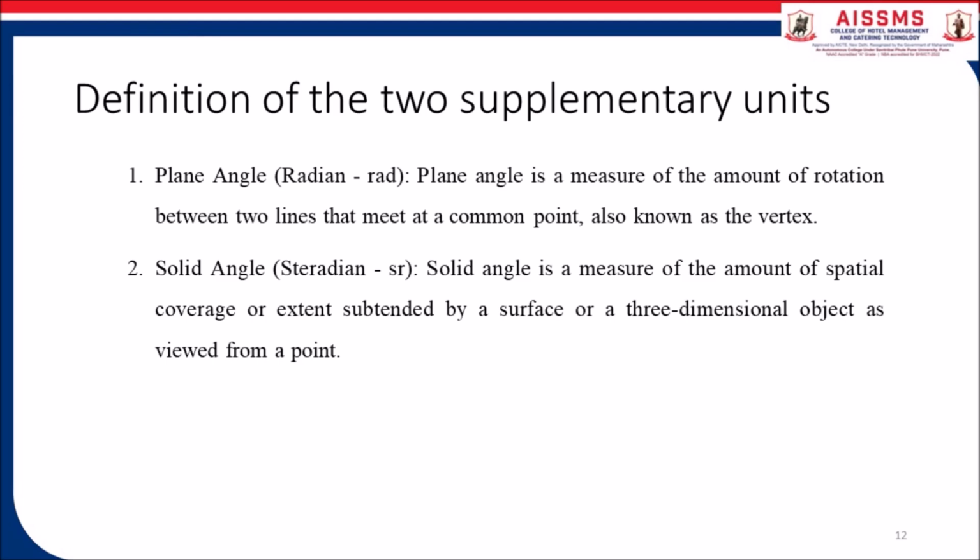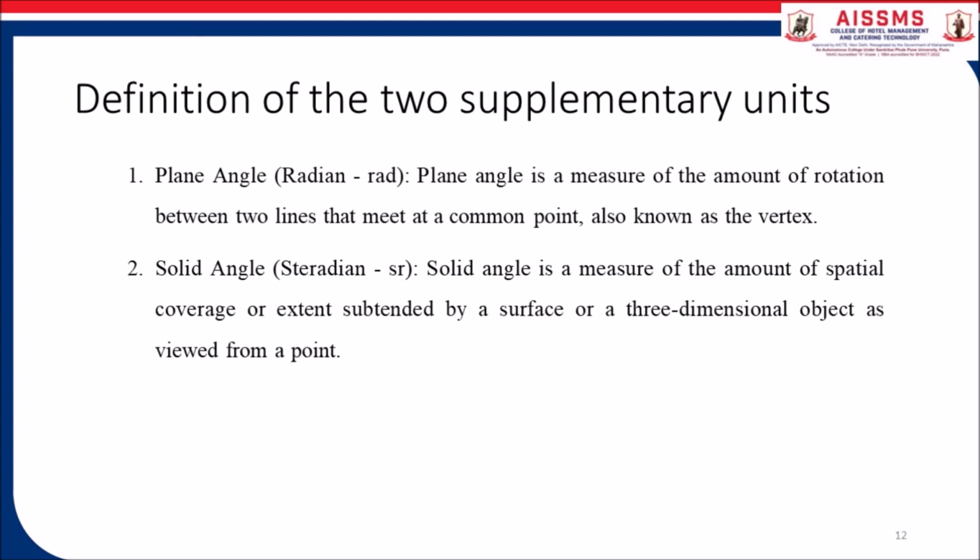The next supplementary unit or quantity is solid angle, denoted in steradians. Solid angle is a measure of the amount of spatial coverage or extent subtended by a surface or a three-dimensional object as viewed from a point. One steradian is the solid angle subtended by a portion of a sphere's surface with an area equal to the square of the sphere's radius, located at the sphere's center.